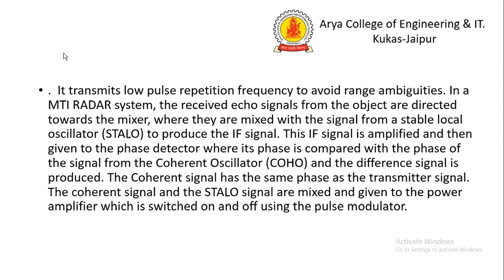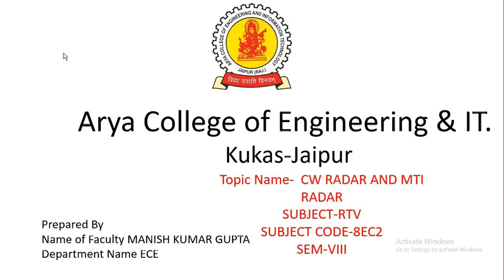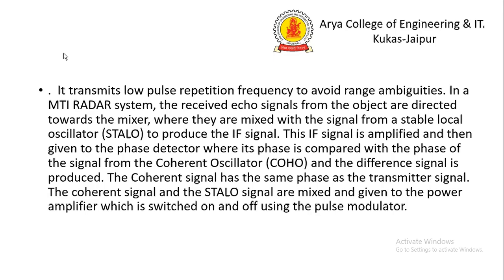The coherent signal has the same phase as the transmitter signal. The coherent signal and the stalo signal are mixed and given to the power amplifier, which is switched on and off using the pulse modulator. So this is the transmitter. It transmits low pulse repetition frequency to avoid range ambiguities.